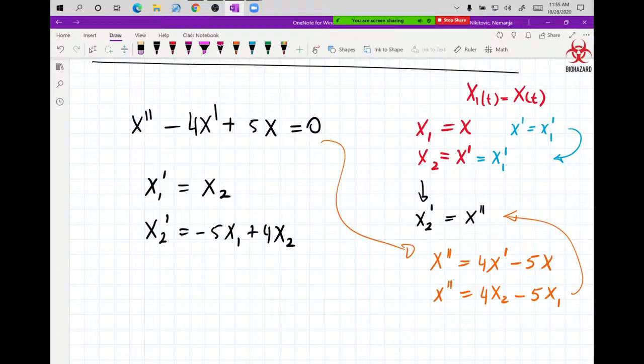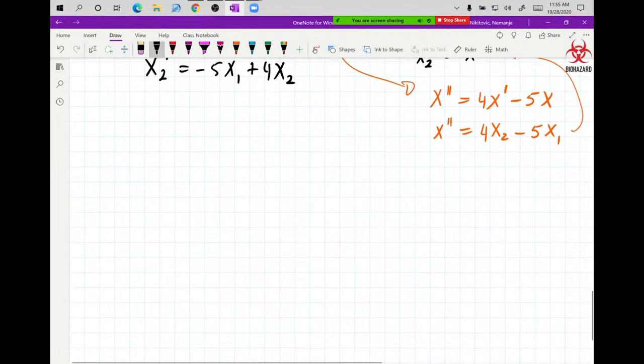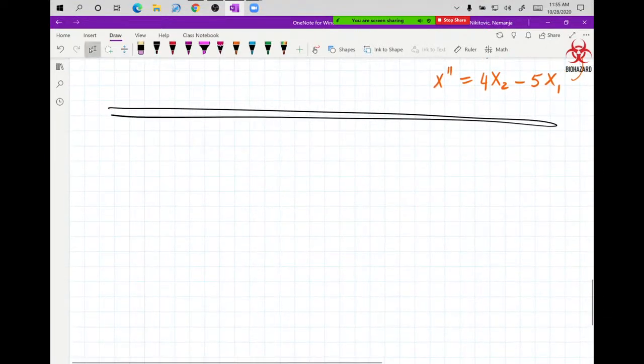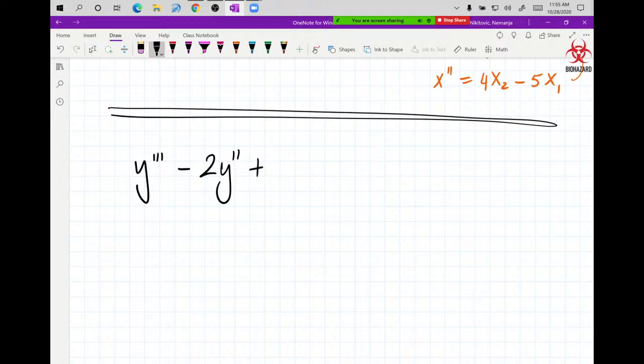Let's do the third order. It literally doesn't matter what you put as your equation. Let's do y's. y triple prime minus 2y double prime plus 6y prime minus 10y equals 0.